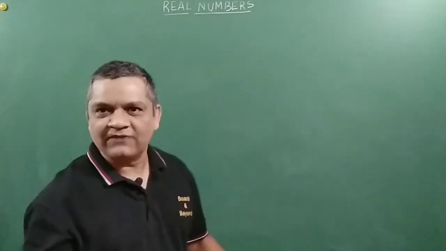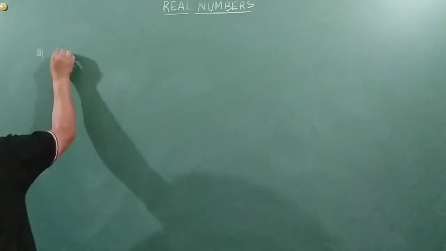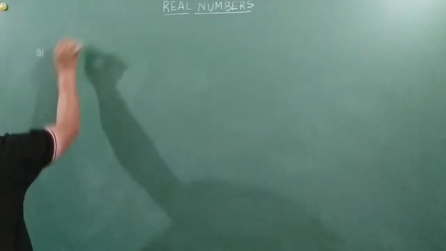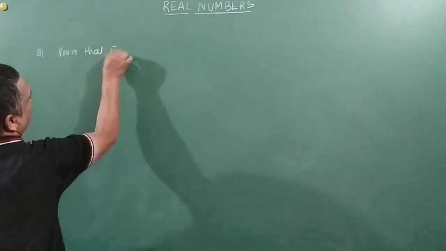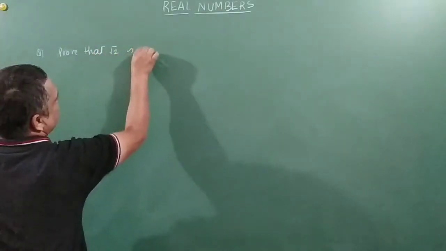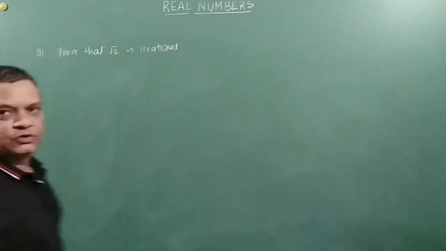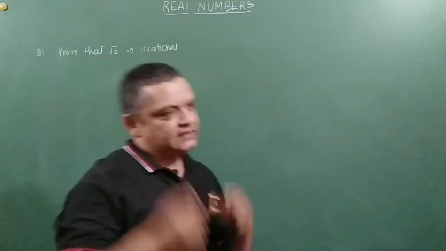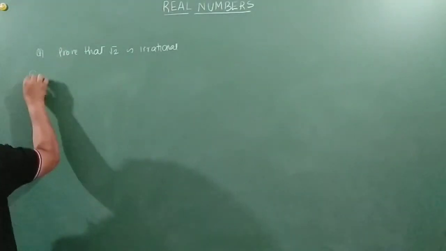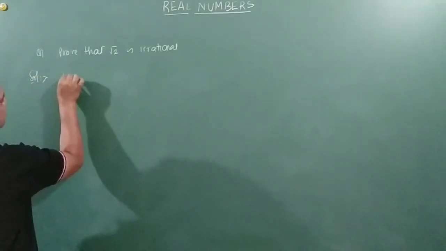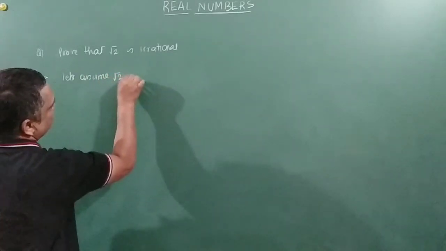So let's start, friends. The first question says: prove that root 2 is irrational. Correct? This is what we need to prove. As I said, this is proof by contradiction. So the solution: let's assume root 2 is rational.